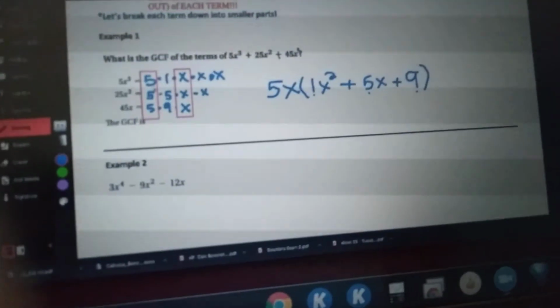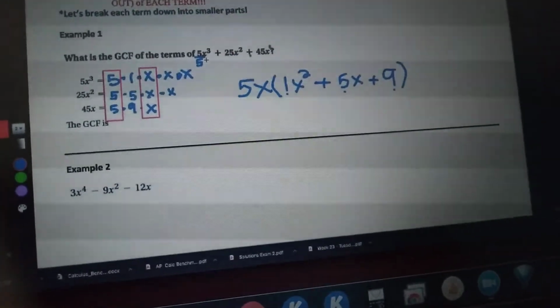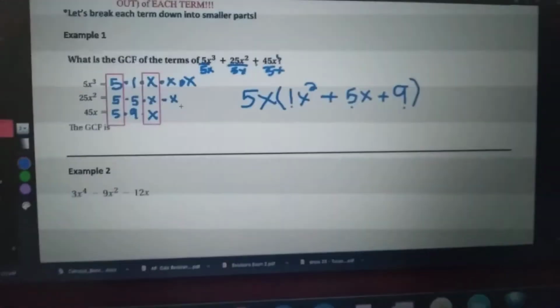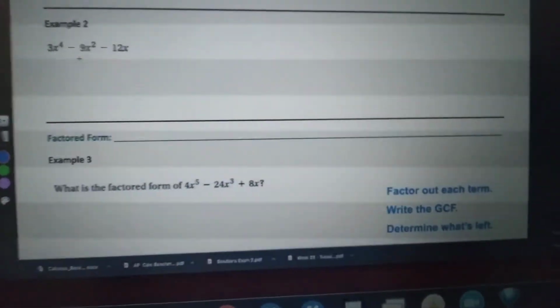Remember, when we write it this way, what we're really doing is saying divide by 5, divide by 5x, divide by 5x, divide by 5x. That's all that we did. All right. So now let's try this one.